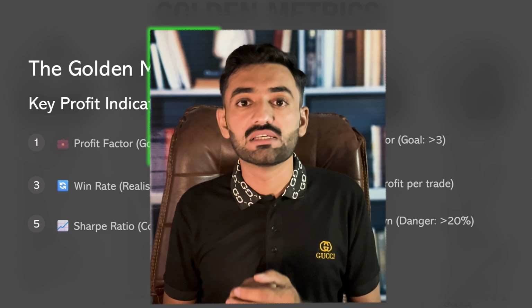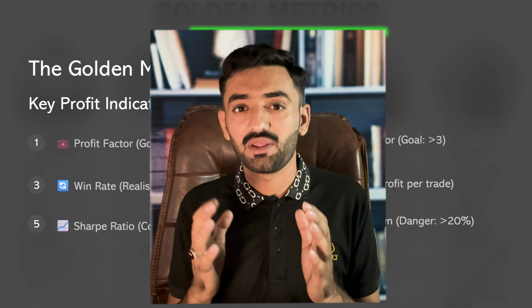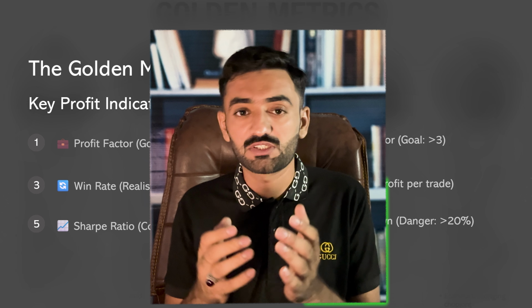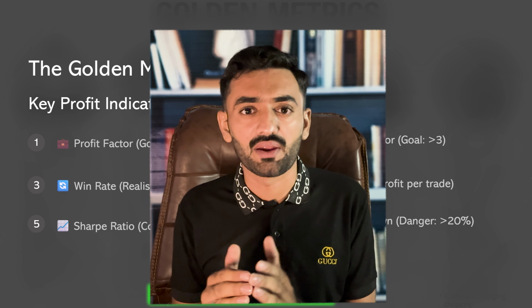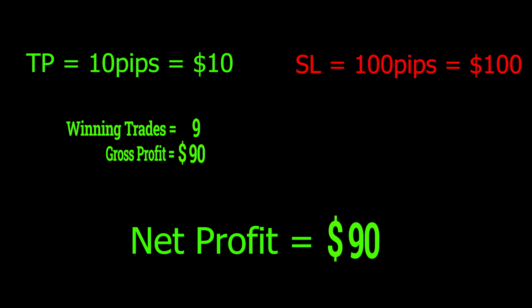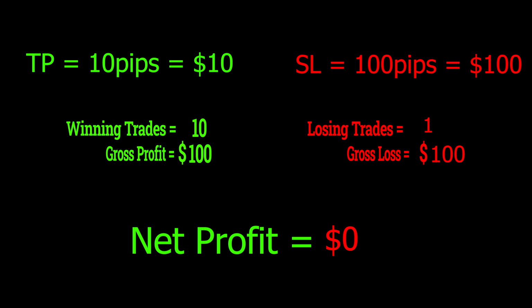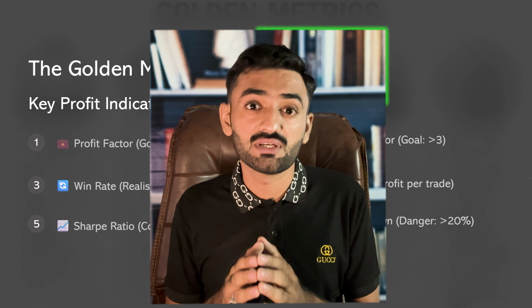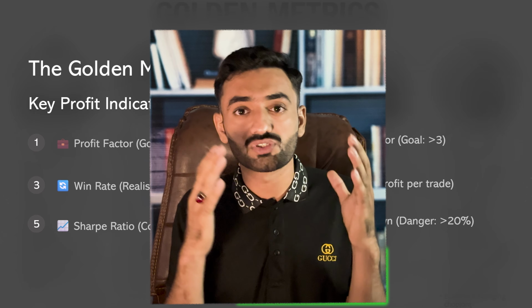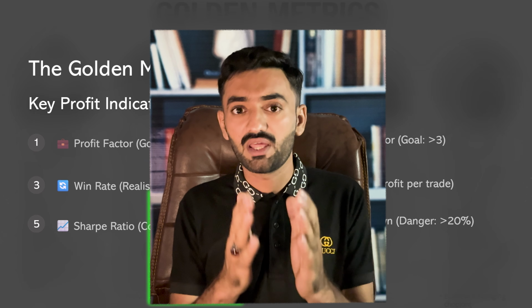And at number 3 is the win rate, which is also very important, but this is linked to the risk to reward ratio. Let's suppose the risk to reward ratio is very bad. Your TP is 10 pips while your loss is 100 pips. Let's suppose 10 trades hit a TP and you made $100, and after that one trade hits the SL, all profit will be wiped out. In this scenario, the win rate will be 90%, but you are at a loss overall. So the win rate is a very important factor.